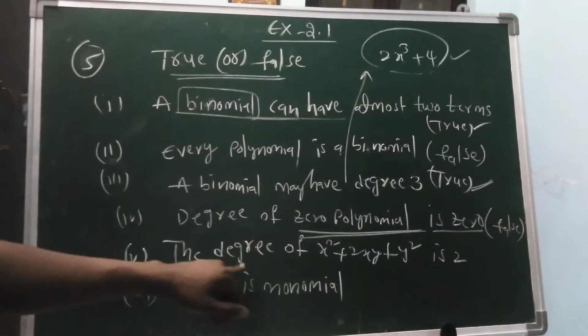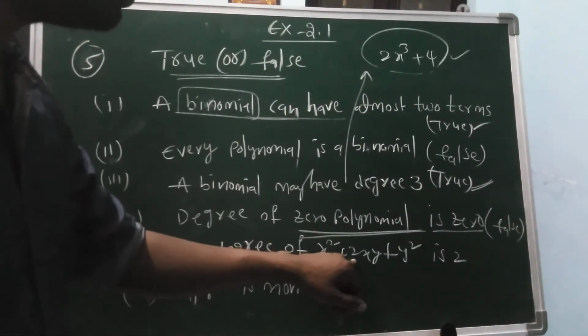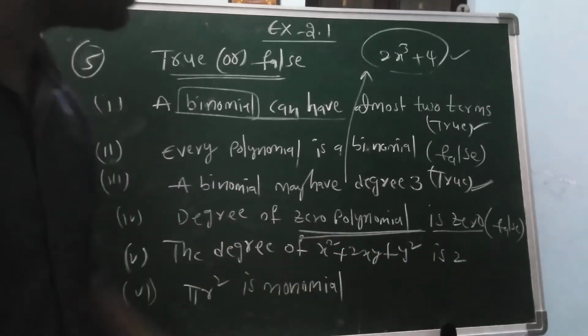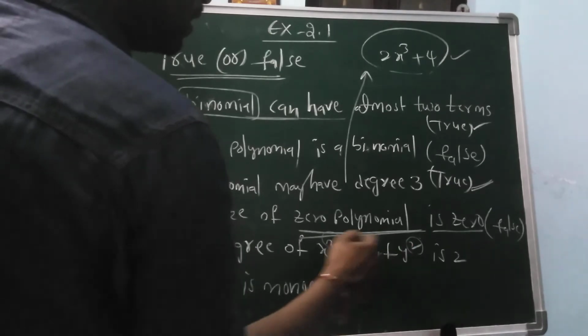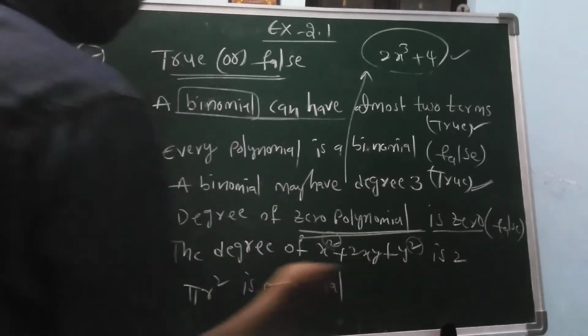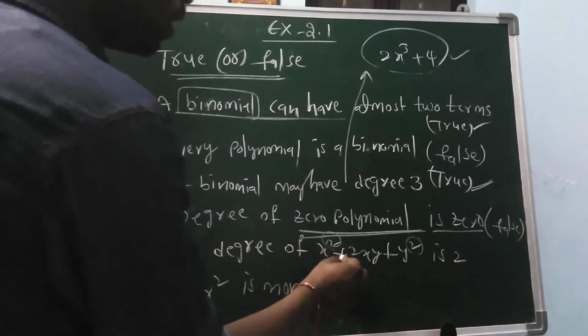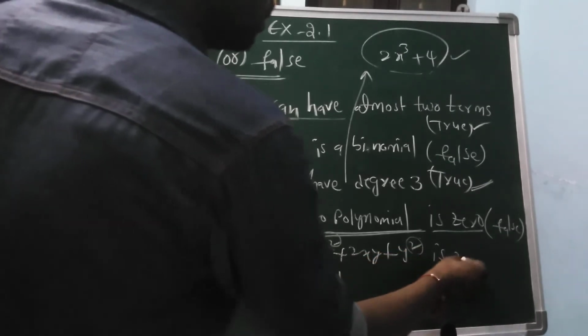Next one, the degree of x square plus 2xy plus y square is 2. Yes, here the highest power is what? Here 2, here also 2. The highest power is 2. That means the degree is 2. So the degree of x square plus 2xy plus y square is 2. Yes, it is true.